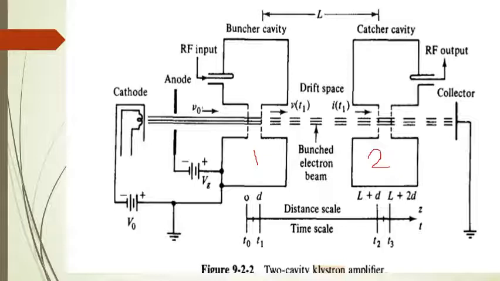To start with the derivation, we assume that the space charge effect is negligible. What do we mean by space charge effect? We have a cathode over here from which electrons are continuously emitted, passing through and collected at the collector end. While the electrons are passing through these reentrant cavities, chances are that the negative charges can repel each other and start moving away from each other, leading to some oscillations at plasma frequency. Those conditions do not exist here.